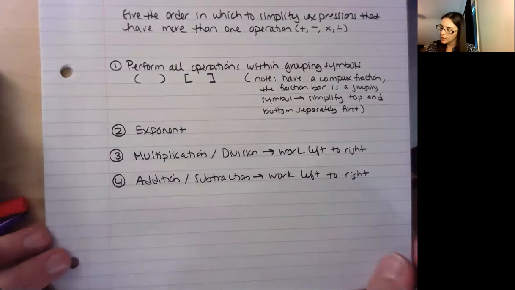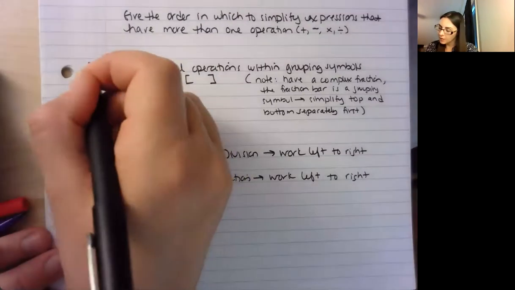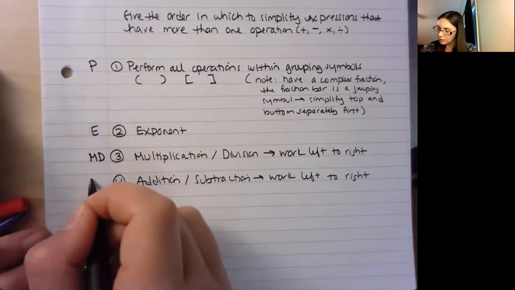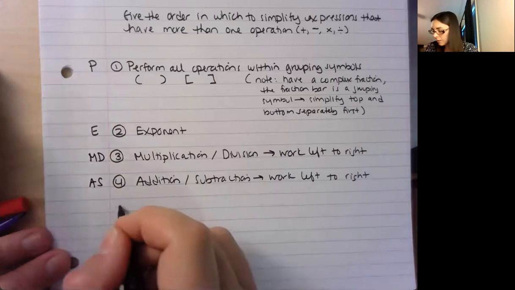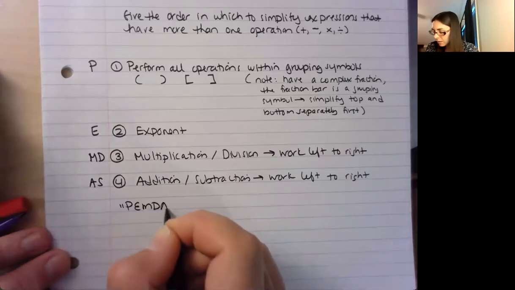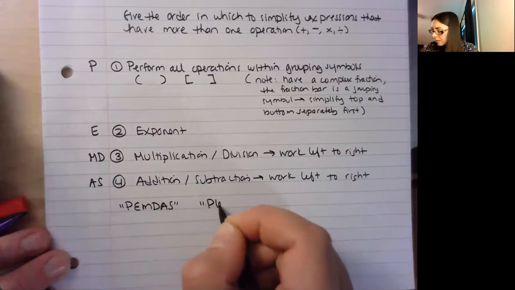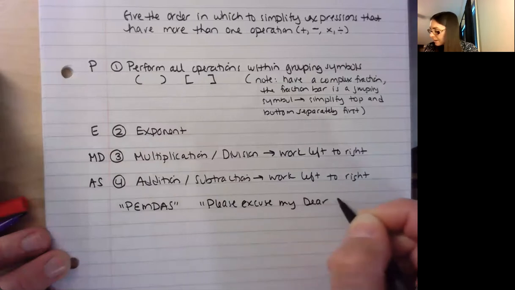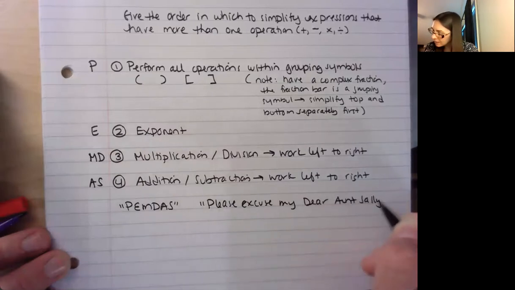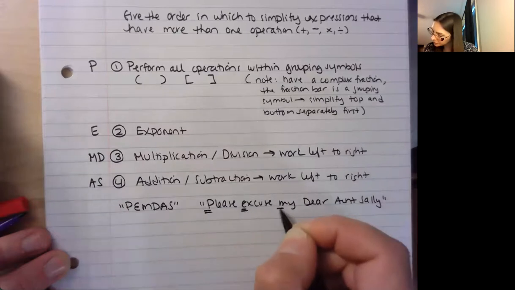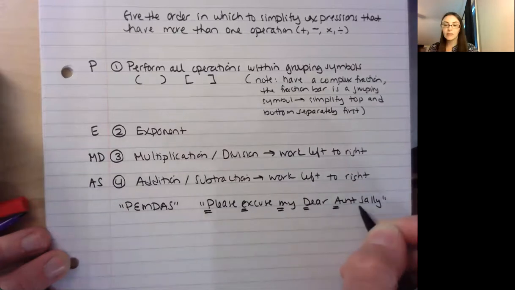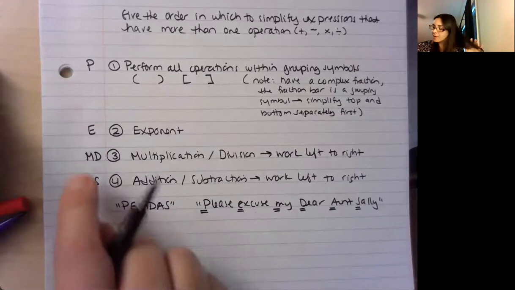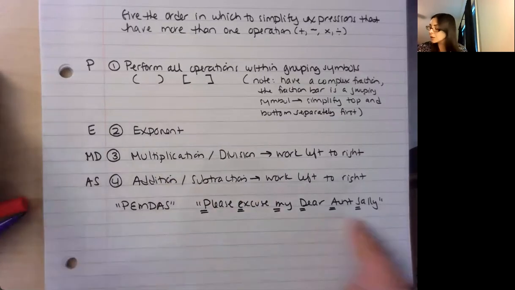Other ways you may have heard this. So some students remember this as PEMDAS, P for parentheses, E for exponents, M and D for multiplication and division, A and S for adding and subtracting. So if you hear the phrase PEMDAS, or Please Excuse My Dear Aunt Sally, again, these are just ways to remember the different orders. So P stands for parentheses, E stands for exponents, M and D stand for multiplication and division, A and S stand for adding and subtracting.